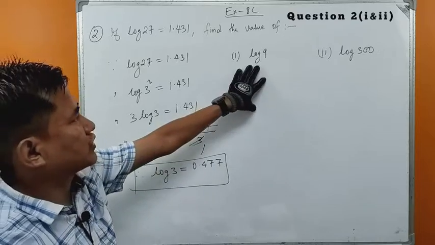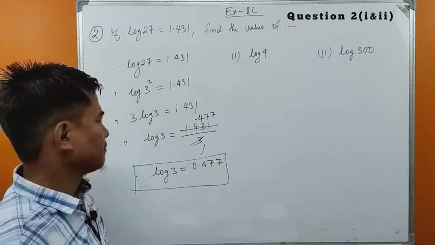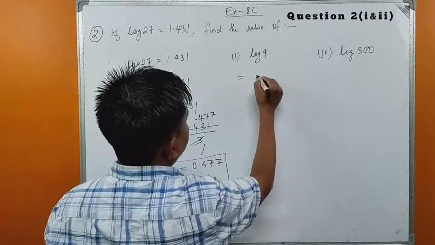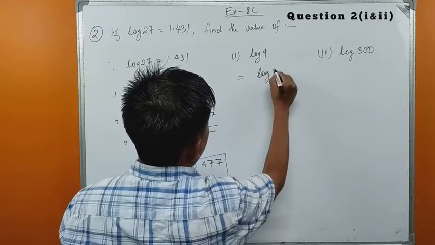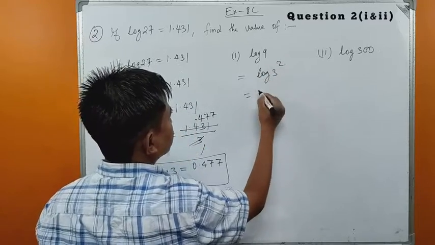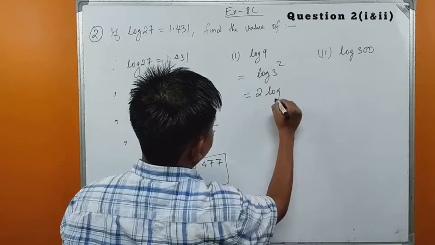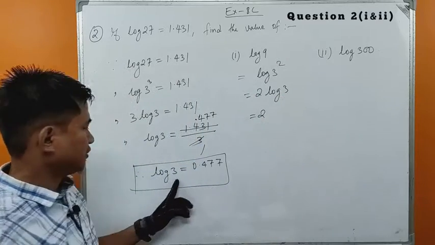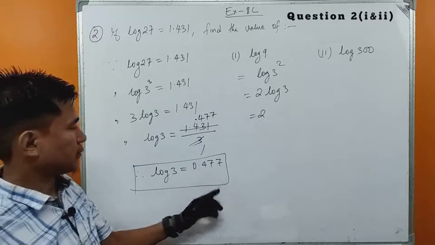Now we will convert this log 9 into the form of log 3, and then we'll find the value of log 9. Okay, so let's begin. Log 9 means log 3 squared. Now you bring this 2 here, 2 log 3, this gives us 2. Log 3 means the value of log 3 is 0.477.